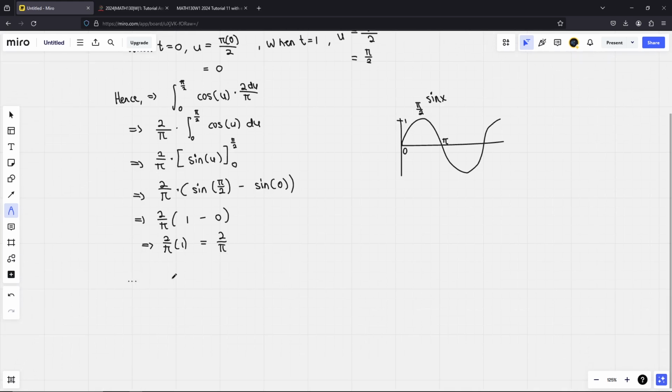So we can conclude that the integral from 0 to 1 of cos(πt/2) dt is going to be equal to 2 over π. And this is the final answer.